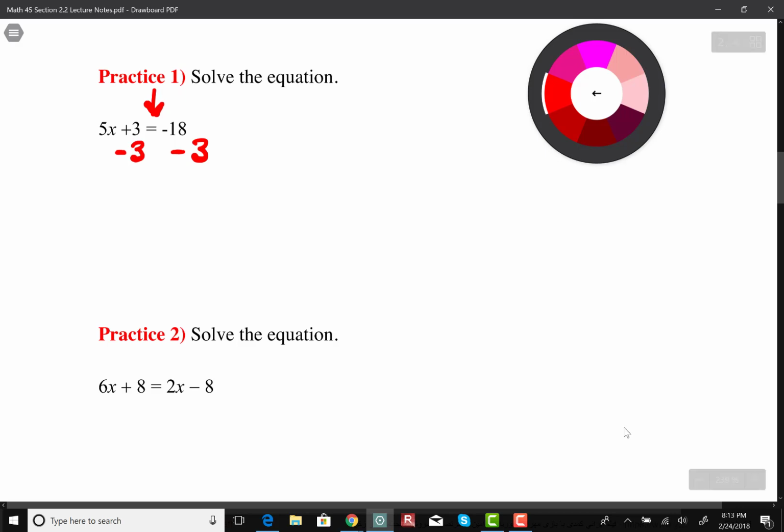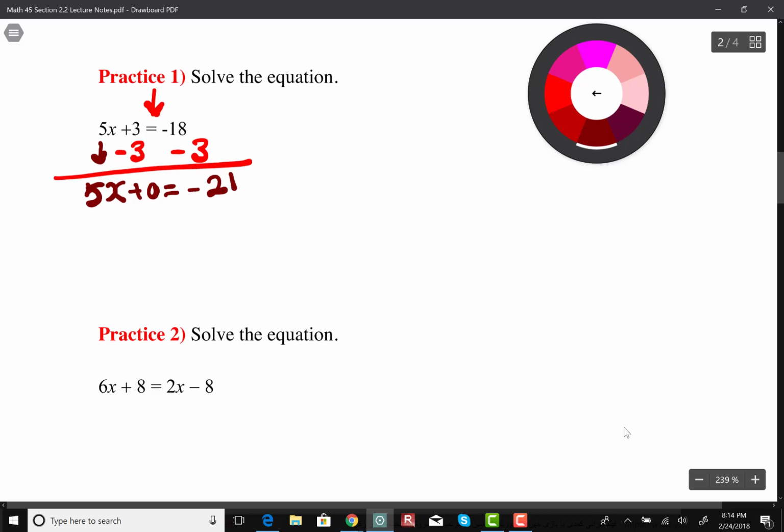Now we're going to do it again in vertical format. 5x doesn't have any like terms, so I would get 5x. A +3 and -3 are like terms, you get 0. And then I get equals. Now, -18 and -3 would be -21. Let's write it again: 5x equals -21.